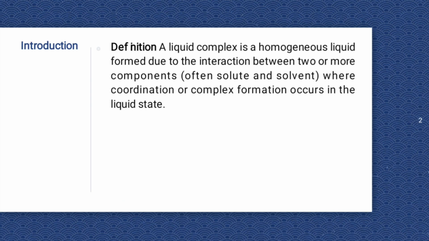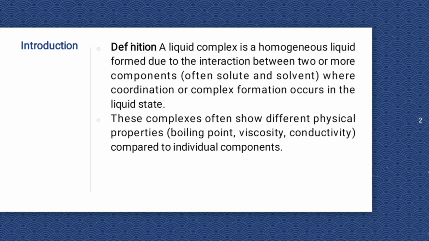Let's begin, dear students. So starting with the definition. A liquid complex is a homogeneous liquid formed due to interaction between two or more components, often solute and solvent, where coordination or complex formation occurs in the liquid state. So students, remember that a liquid complex is a homogeneous liquid mixture where molecules or ions interact to form a coordinate or associate structure. Okay?